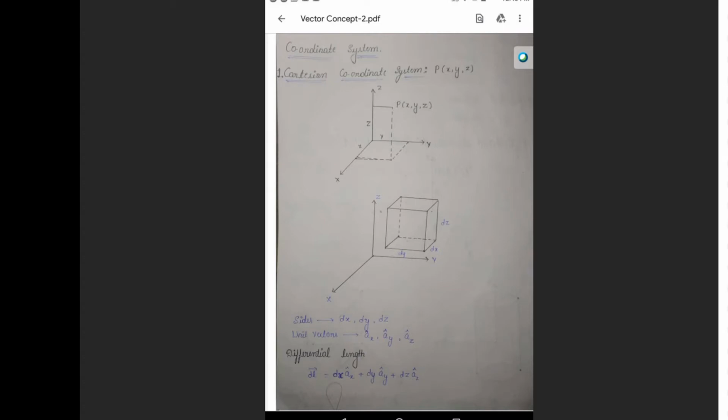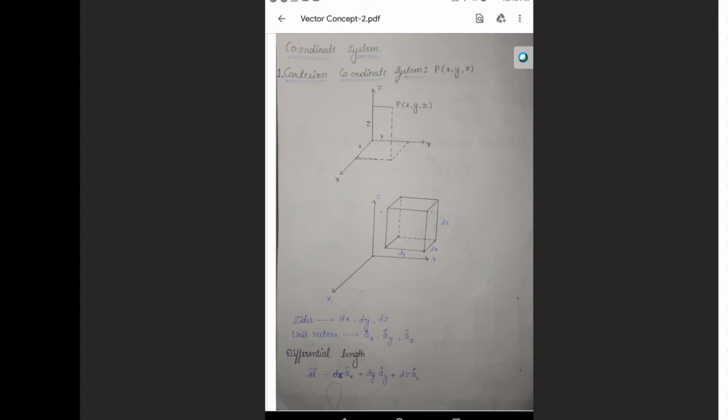So how do we mark it here? X is the distance measured on the positive x-axis, y is the distance measured on the positive y-axis, and z is the distance measured on the z-axis. Yesterday I told you how to mark the point P. After representing this point P in 3D form, we have to define a differential volume, a cube, by considering the axes x, y, and z in Cartesian coordinates.